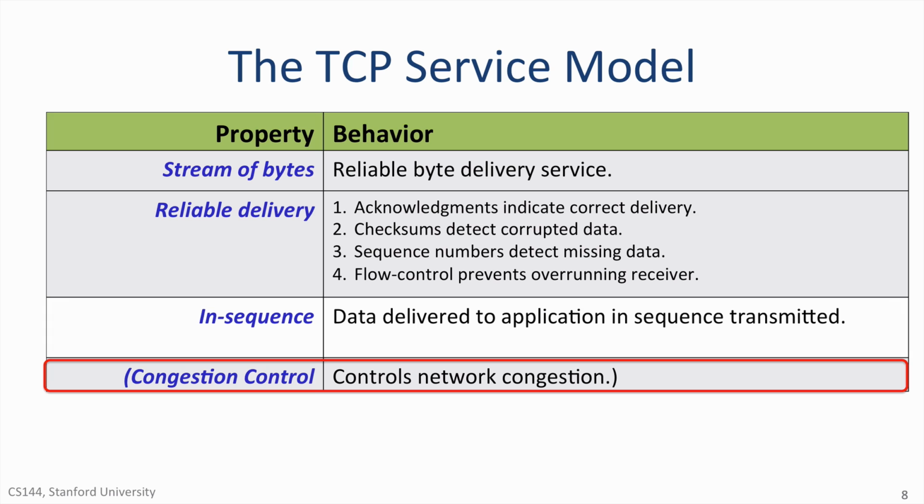Finally, TCP provides a service to the whole network by controlling congestion. TCP tries to divide up the network capacity equally among all the TCP connections using the network. The congestion control mechanisms in TCP are very complicated, and we'll devote the whole of Unit 4 to studying congestion control.